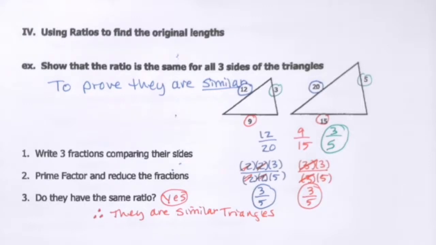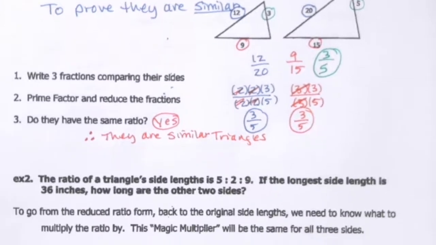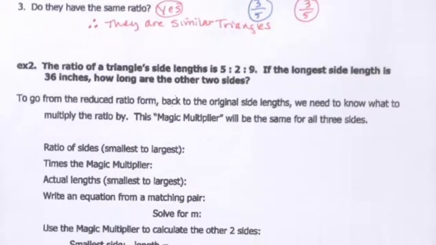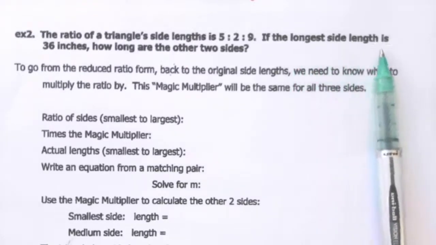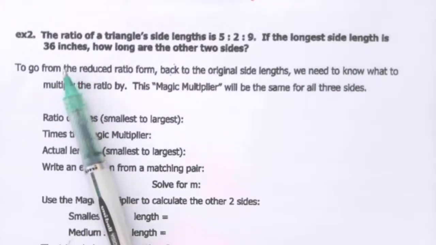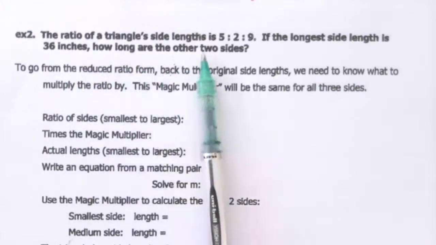Okay, let's do another example of using similarity. Here we go, example number 2. The ratio of a triangle's side lengths is 5 to 2 to 9. If the longest side length is 36 inches, how long are the other two sides?